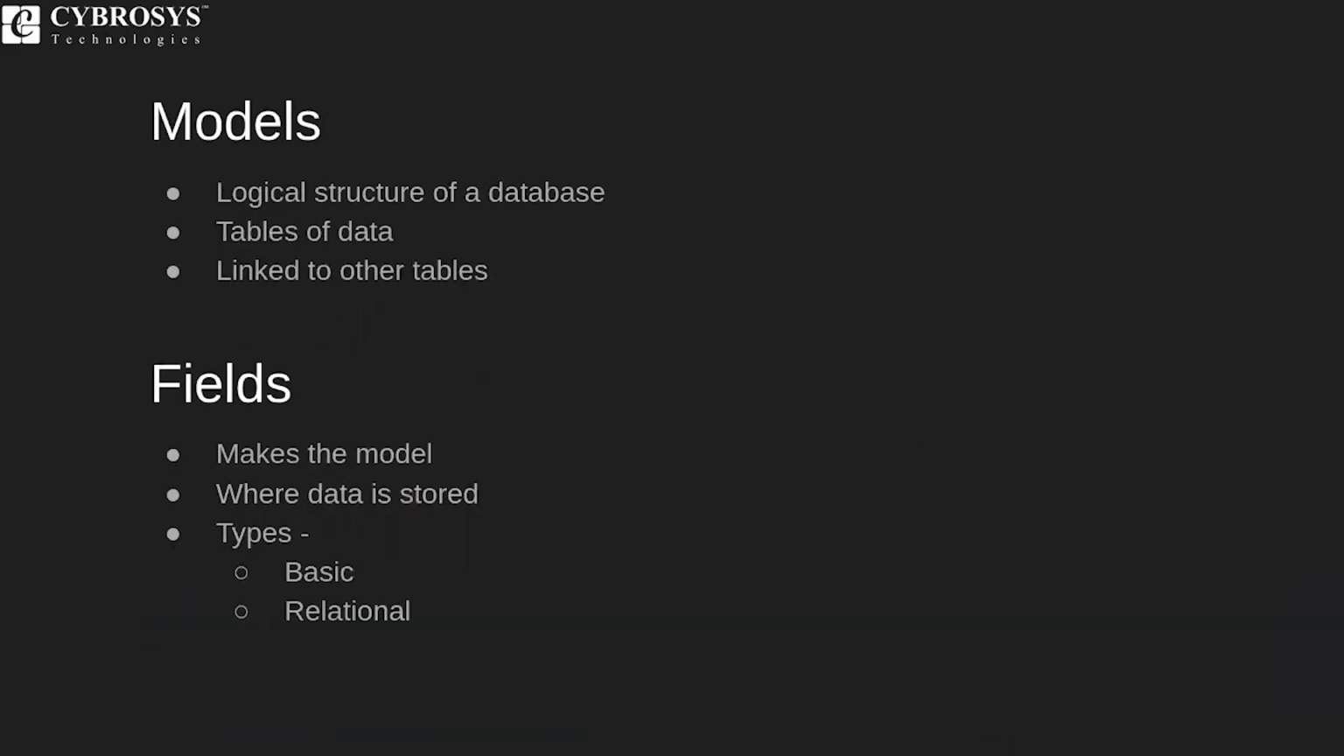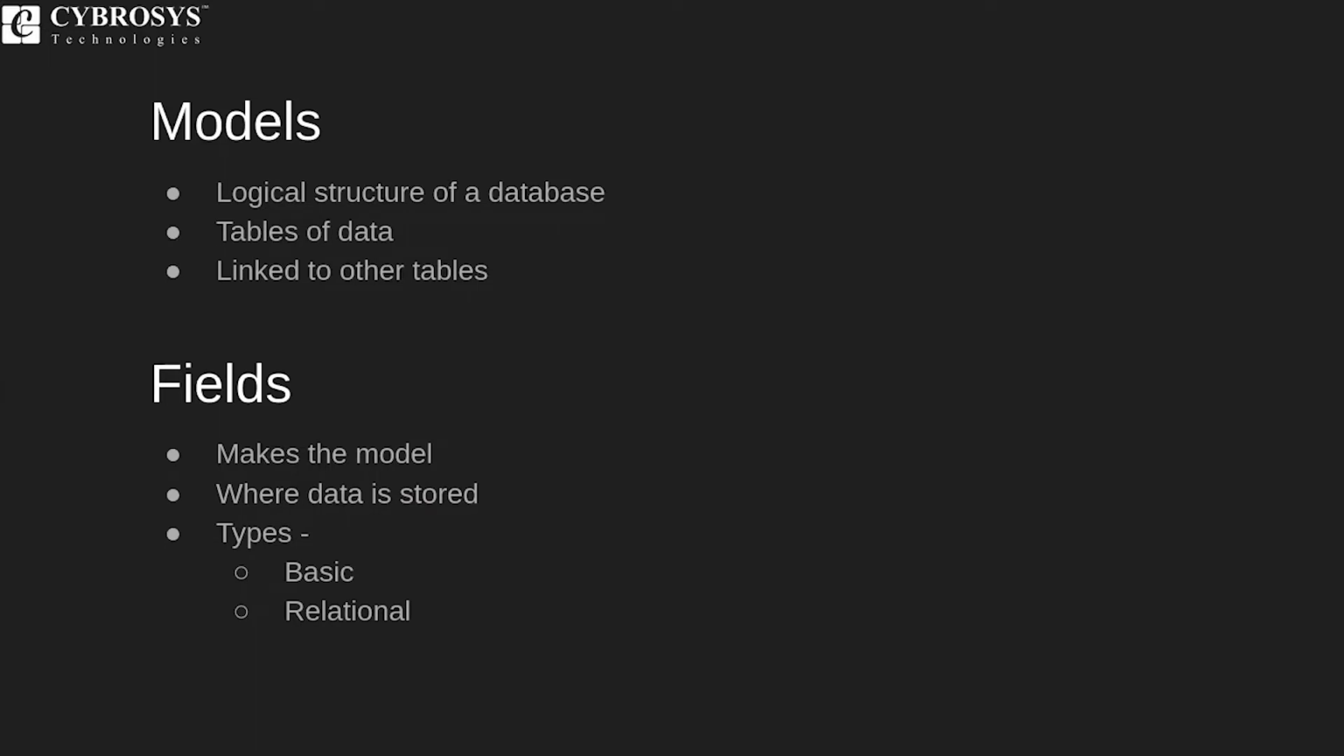Next is models. Models are the logical or basic database or data structure. It is a set of information stored in a table, and those tables are called models. These models can be linked to each other and to every other model so that we can have related tables and all those things.